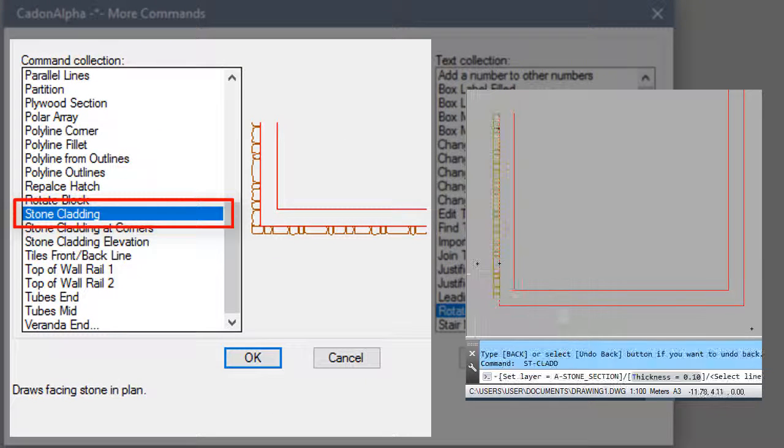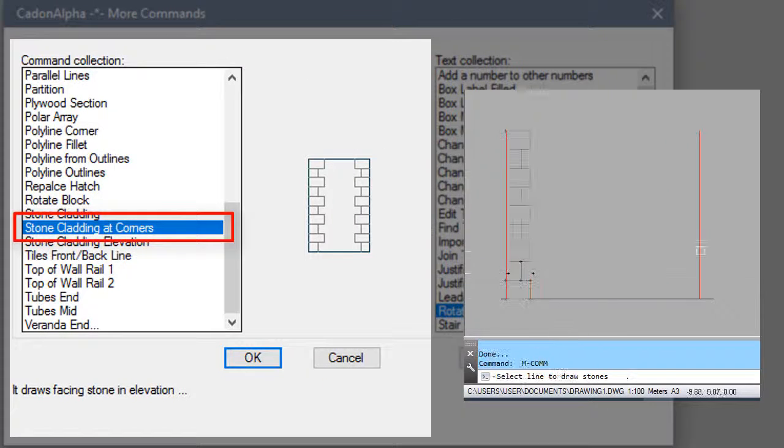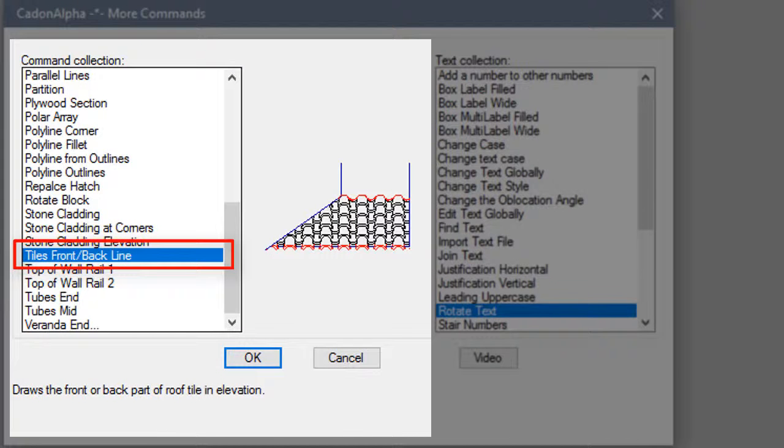Draws facing stone in plan. It draws facing stone in elevation. It draws facing stone in elevation. Narrow lanes. Draws the front or back part of roof tile in elevation.